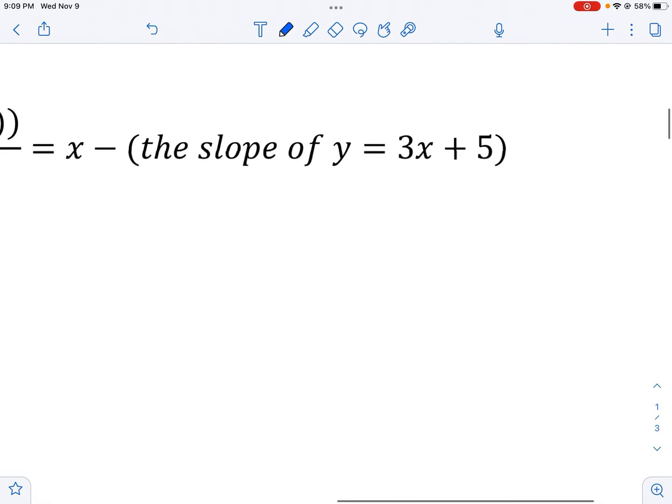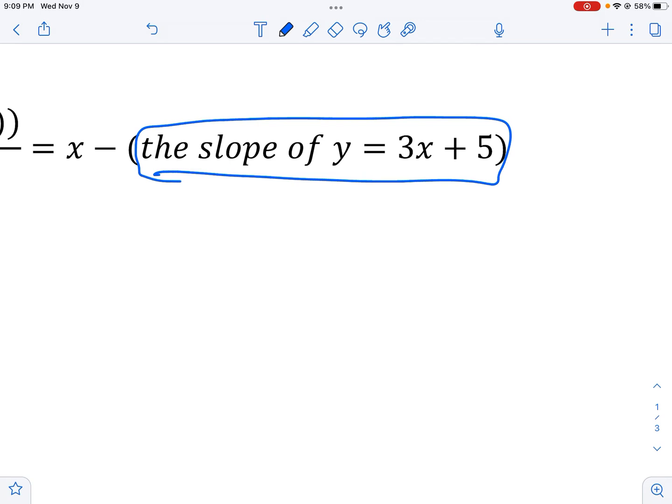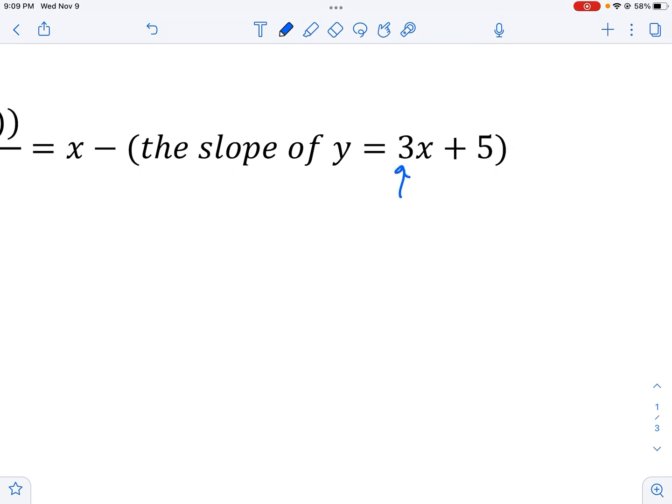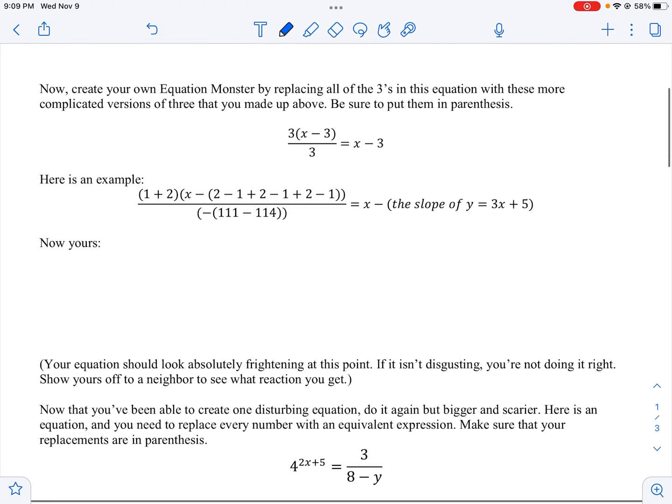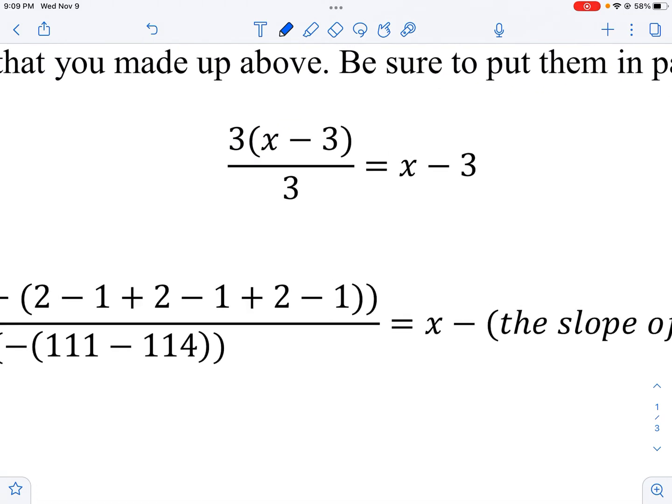You can even do a phrase like the slope of y equals 3x plus 5, which is 3. Let's write that number right there. But yeah, go ahead and do that. Take a moment to replace all those 3s with the thing you need. Pause the video and get it done.